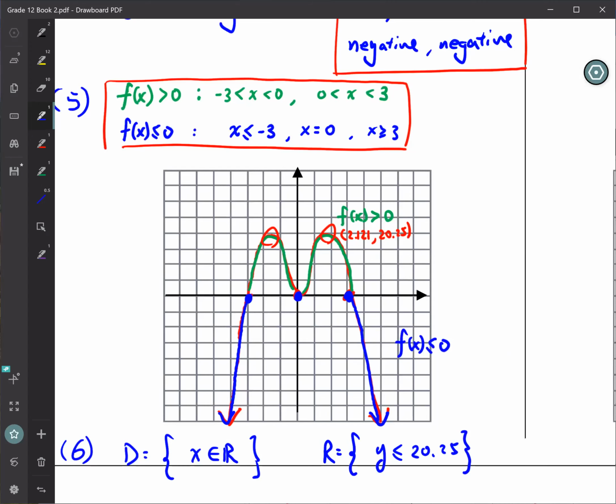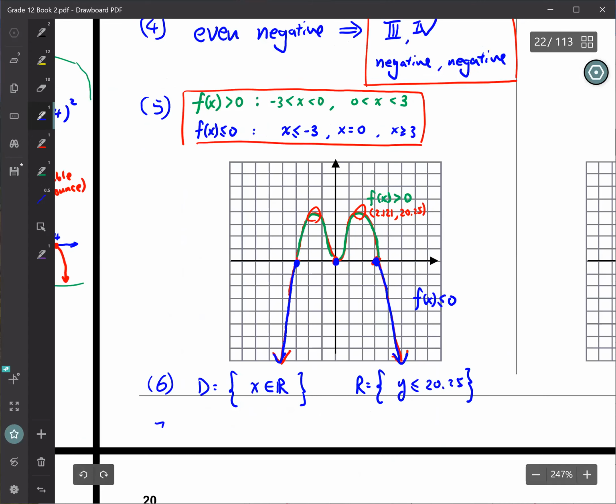Number 7, relative max. It will be the two circles that you have. You have the negative 2.121 on the left side, 20.25, and then you have the positive side, 2.121, 20.25. So that's the maximum.